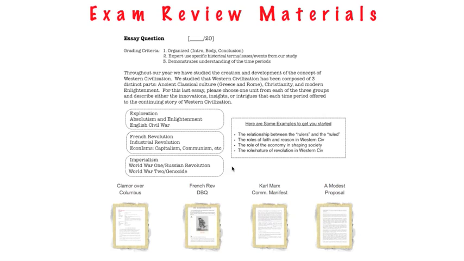Now, I would say that the easiest ones would be the first question and the last question. I think they're the most readily understandable. So the relationship between the rulers and the ruled is a theme that we've been hitting all the way since first semester. And I think that's fairly obvious about where you could go with that in each of these time periods.